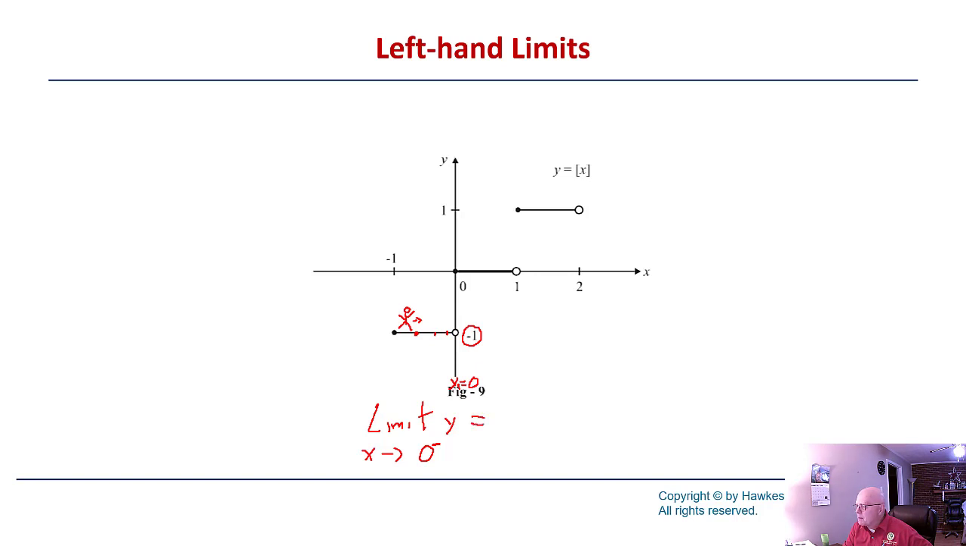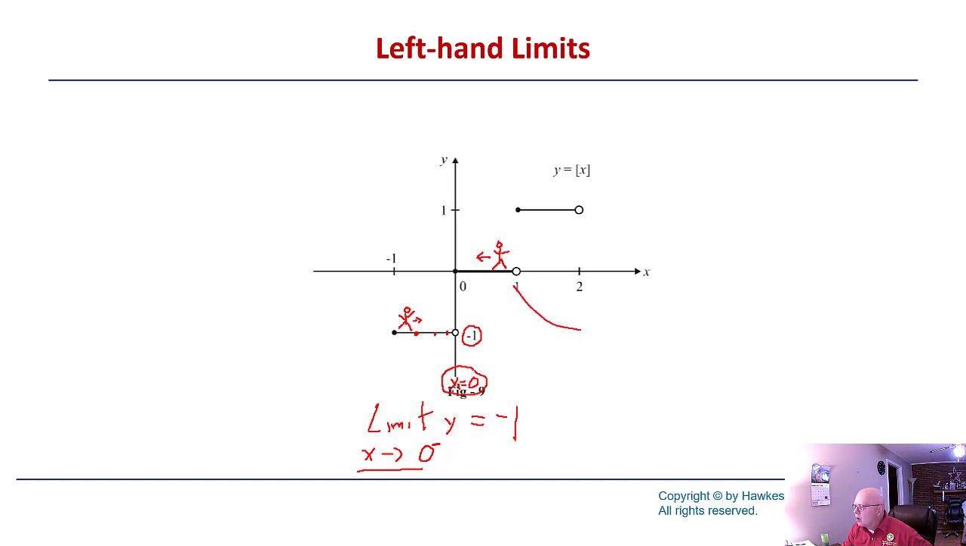So the limit as x approaches from the left is -1. If I approach it from the other side, we're still talking about x equals 0. What happens if now you're here, there you are, and you're headed toward the left, but from the right.